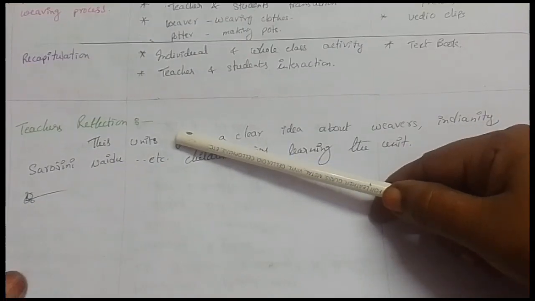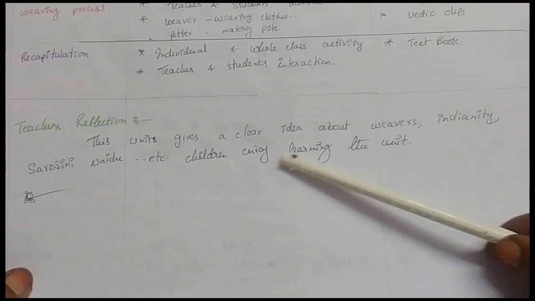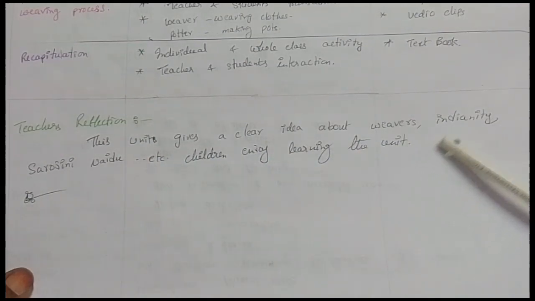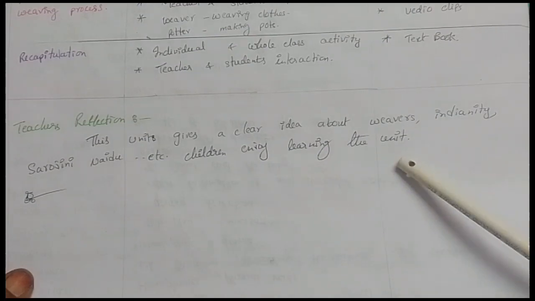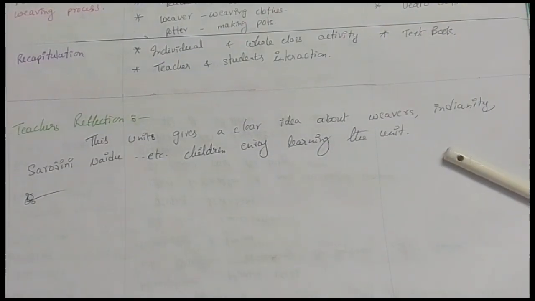Next, the teacher's reflections. This unit gives a clear idea about weavers, Indianness, Sarojini Naidu, etc. Children enjoy learning the unit. This is the lesson plan for 5th unit in 7th class.